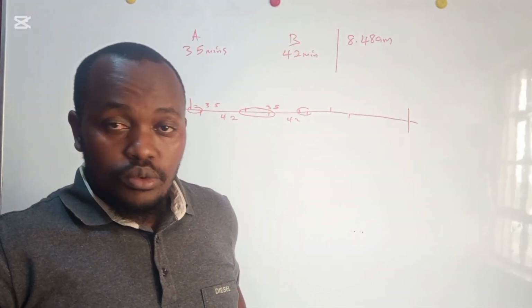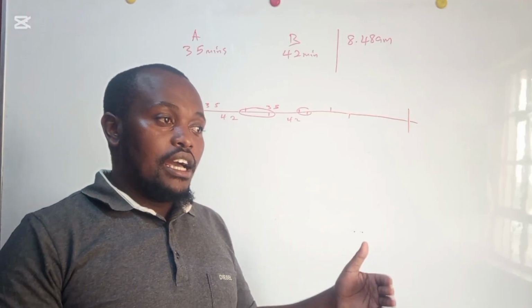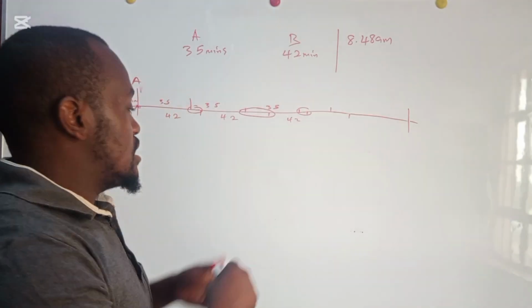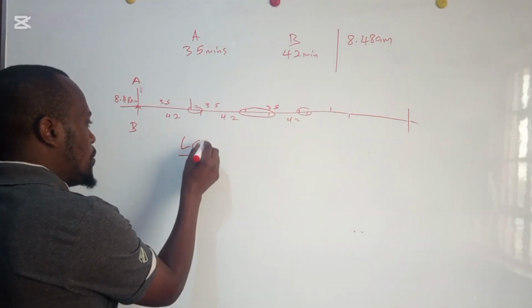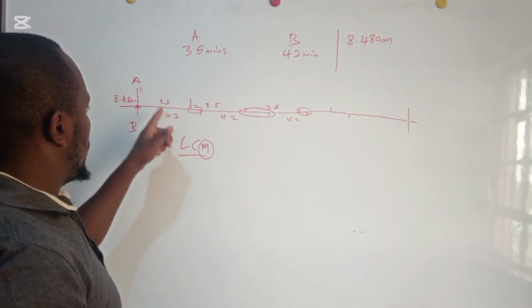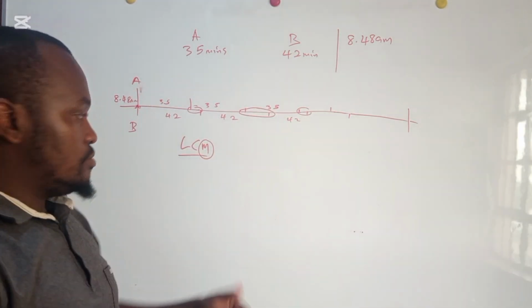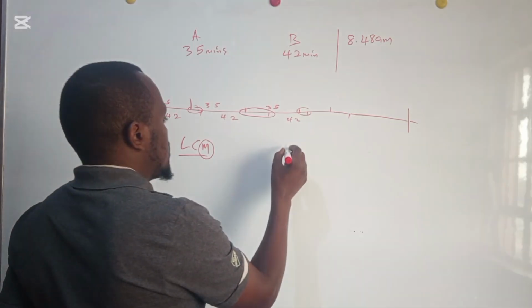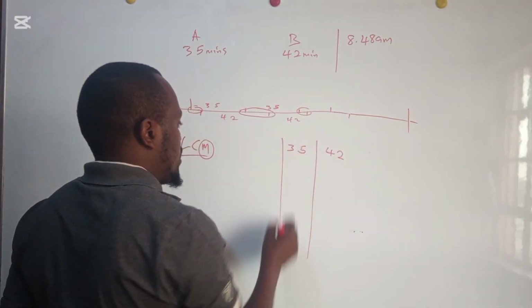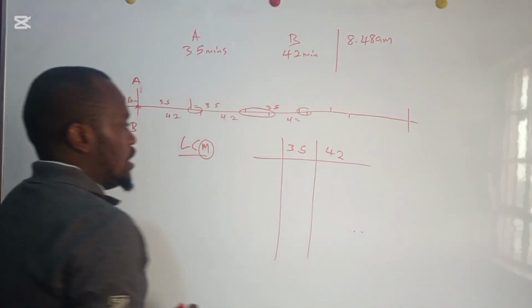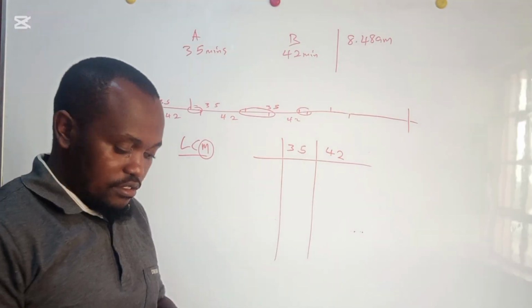So the two will ring again together after how many minutes? After a multiple, the least common multiple, LCM. It's a multiple of 35 mara ngapi na 42. So we are going to use this 35 and 42. Look for the LCM. So for the LCM, note it's a little bit different.